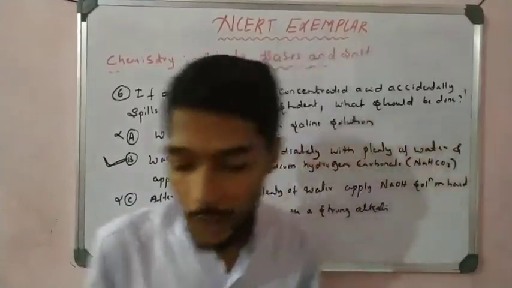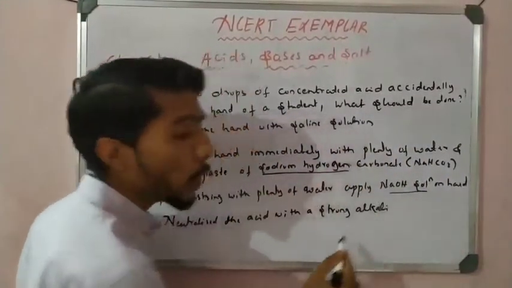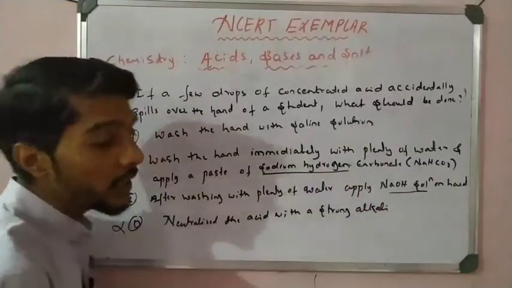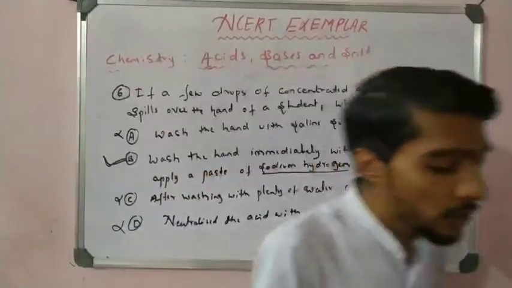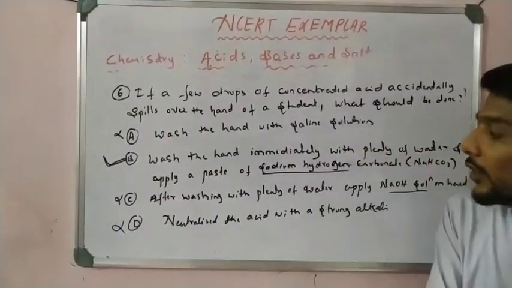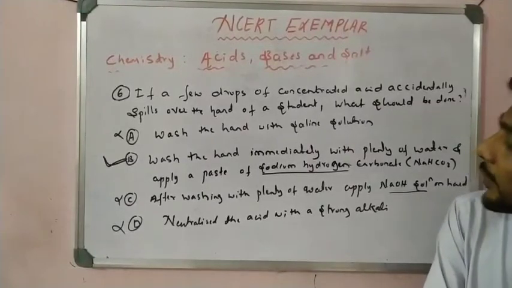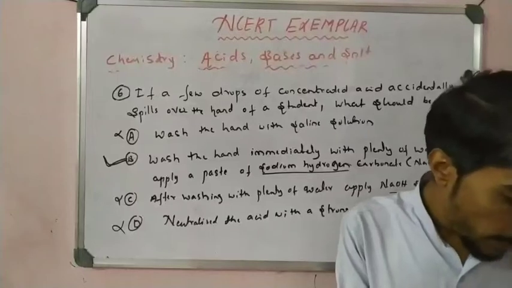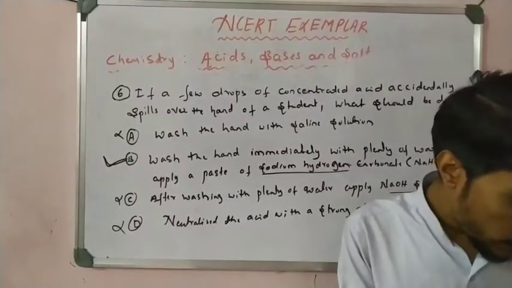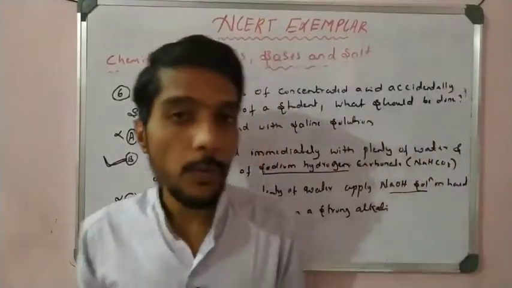So first wash with plenty of water and then apply sodium hydrogen carbonate. Do not apply NaOH, because it is corrosive in nature and not suitable for skin. That is the important one, students. This is a long question, so pause the video and write it down. The answer is the second one: wash the hand immediately with plenty of water and apply a paste of sodium hydrogen carbonate, or sodium bicarbonate, NaHCO3. This is very important to remember.